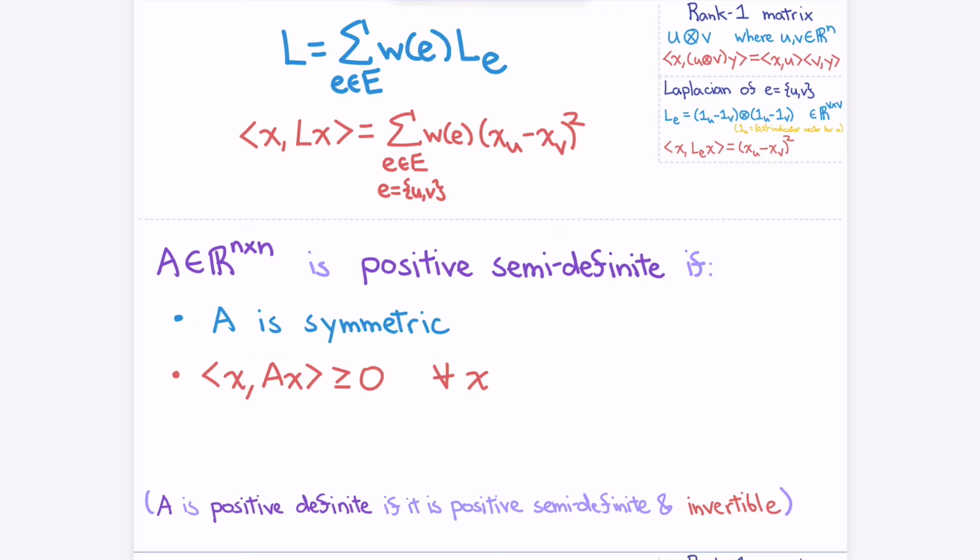Okay, and that's the case of the Laplacian, right? So the Laplacian, because it's always a sum of differences squared, it always comes out non-negative because it's a sum of squares, you can't get a negative number. Okay, and it's symmetric, which you can just see from one edge, and you have a bunch of symmetric things being added up. Okay, all right. When this inequality is strict, then it's called positive definite. That also means it's invertible.